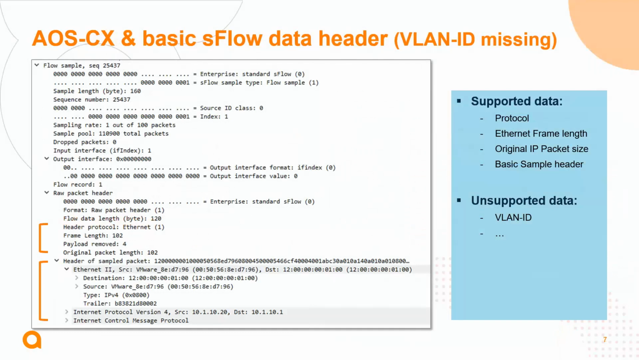So just to recap on what we do not have, for instance, as unsupported data. Anything that is, again, extended flow data is not supported. VLAN-ID is one of them. So you will see here on the Wireshark that inside the sample packet you have the IP packet, and even if this is an Ethernet frame with a trunk, for instance, you do not have that information in the sample. So the basic supported data are the protocols, the Ethernet frame length, and the basic sampling header that we have here.